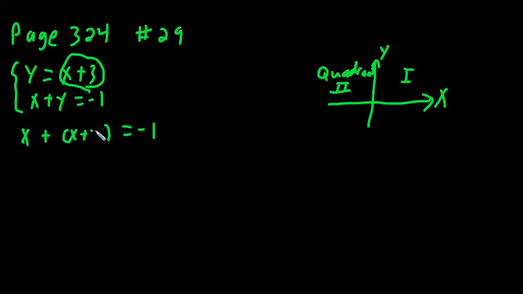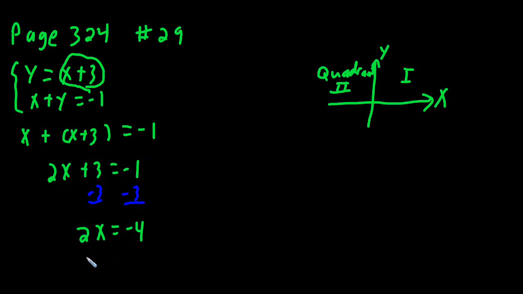So if I add, I'd have 2x plus 3 equals -1. I want to solve that equation. I'll subtract 3, so I have 2x equals -4. Finally, I'll divide both sides by 2, and I get x equals -2. So I have half the answer here. The x value is -2. I need to find the y value.